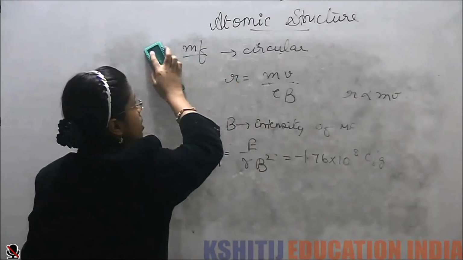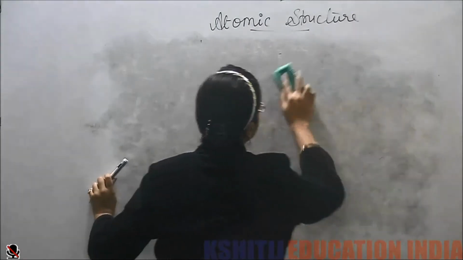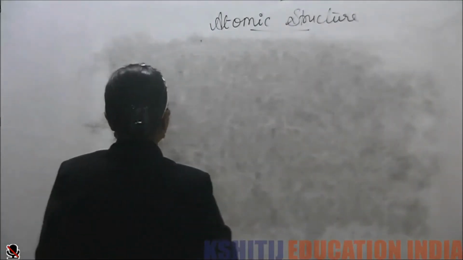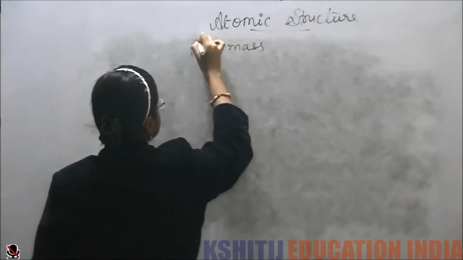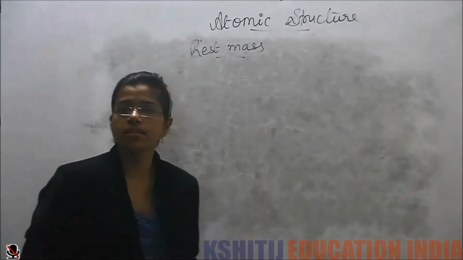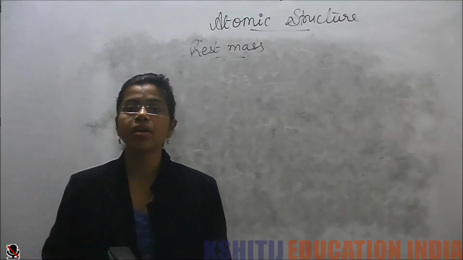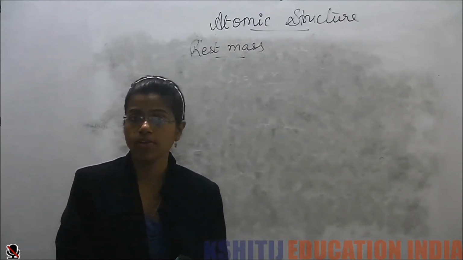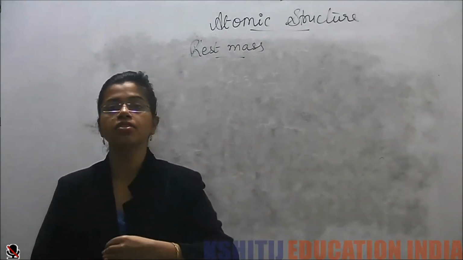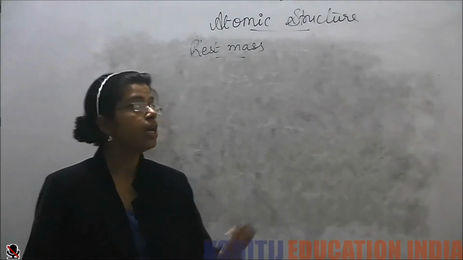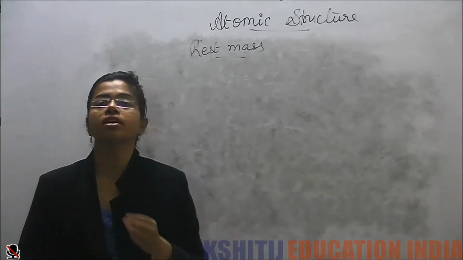Alright, now let us see one more term. That is the rest mass of the electron. Now rest mass does not mean mass of electron at rest. Obviously, the electron cannot rest. If its velocity becomes 0, it will be attracted strongly by the nucleus. It will fall in the nucleus. The atom would collapse, right? Rest mass of the electron is actually the mass of the electron when it is moving with low speed.